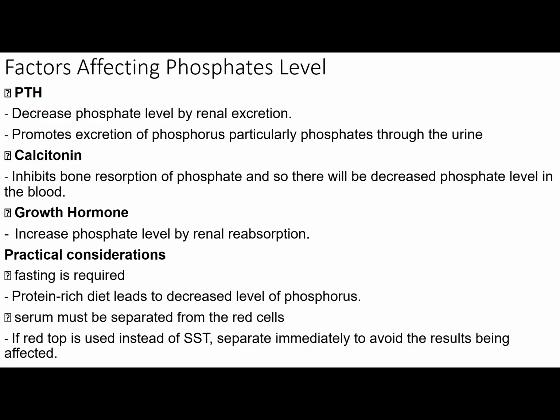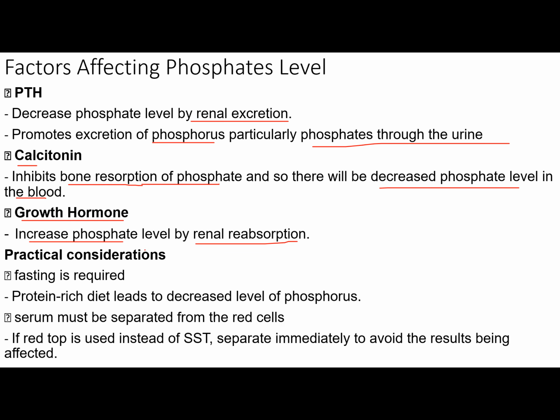Factors affecting phosphate level class. So, PTH, parathyroid hormone. Decreased phosphate level by renal excretion; it promotes excretion of phosphorus, particularly phosphates, to the urine. Then we have your calcitonin, inhibits bone resorption of phosphate. So there would be decreased phosphate level in the blood. So si calcitonin nyo class inhibits the resorption of phosphate. Decrease yung phosphate sa blood. Then growth hormone class increases phosphate level by renal reabsorption.